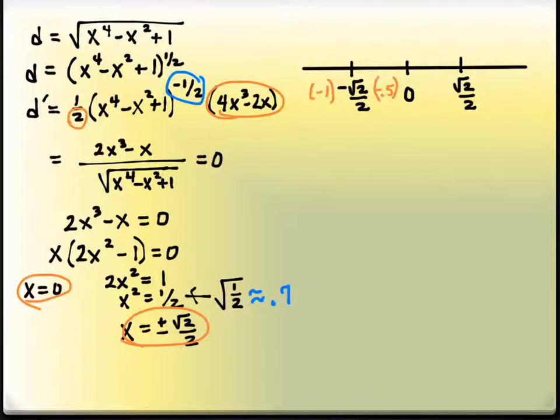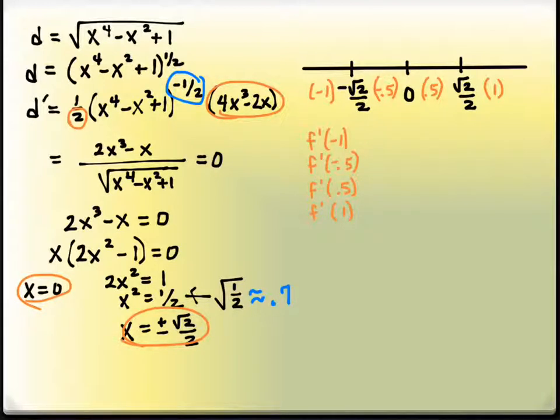Between 0 and square root 2 over 2, or 0.7? 0.5 looks good. And then greater than that value? 1. All right, and where are we plugging these values into? The first derivative. Very good. So this is f prime of negative 1, f prime of negative 0.5, f prime of 0.5, and f prime of 1.